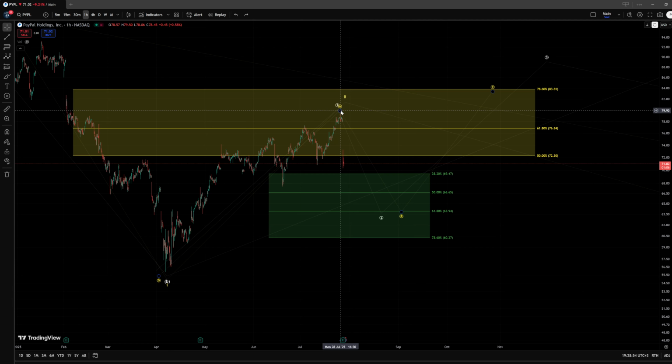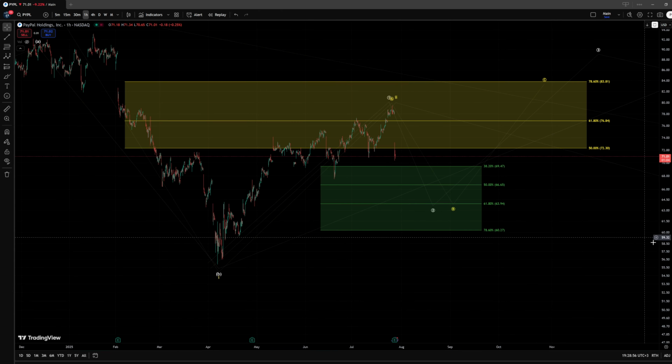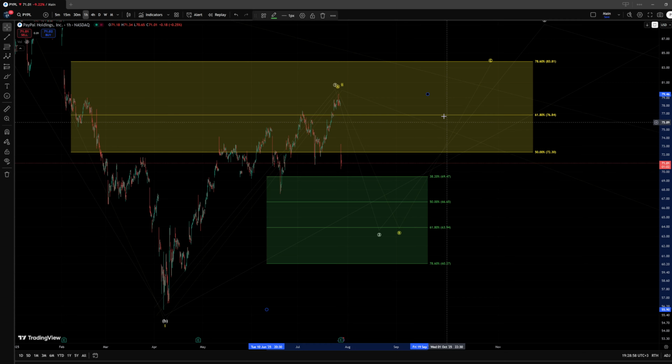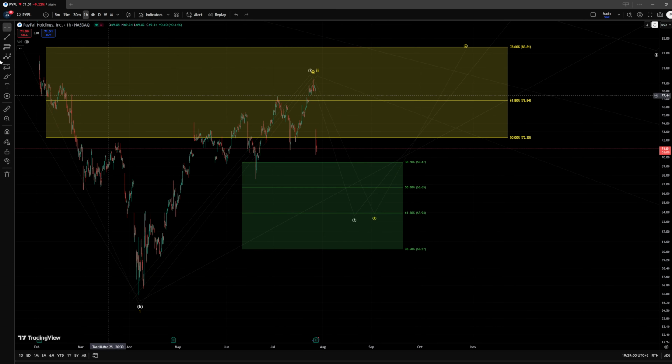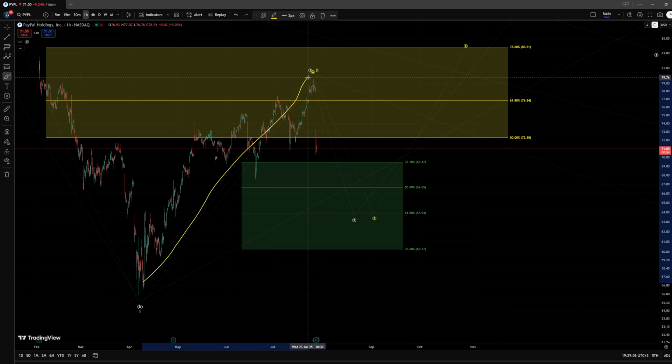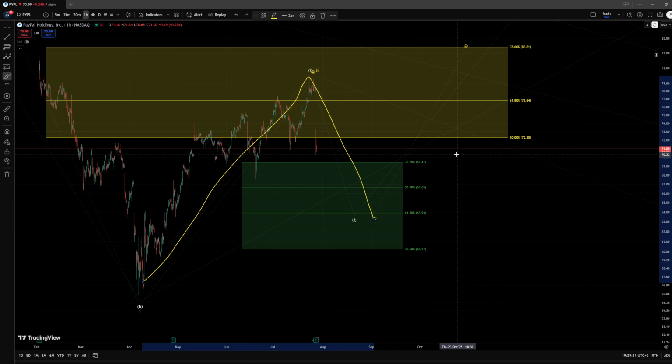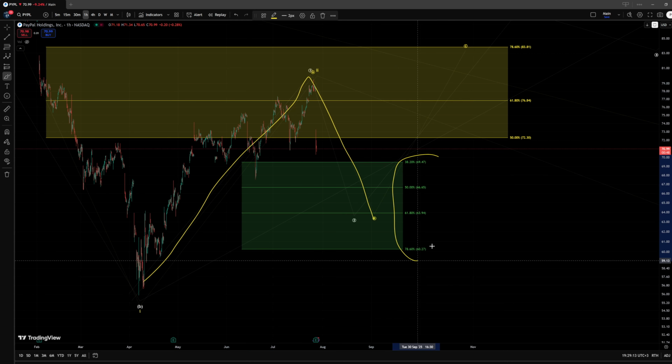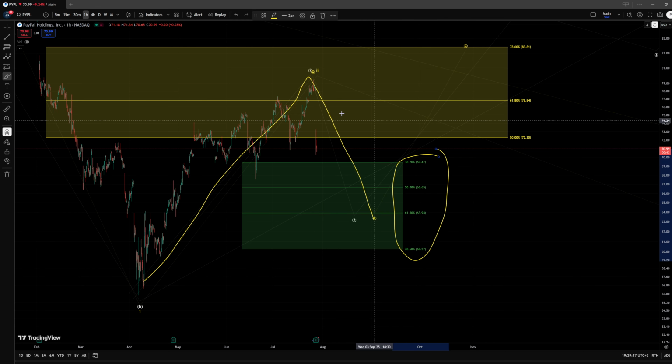I don't like this structure, don't get me wrong. It is not the most comforting in terms of probabilities, but it can still provide the setup that we are looking for, and it can still be counted either as a wave 1 or an A wave, and then have the support that we are looking for here between $69.5 down to around $60.3.